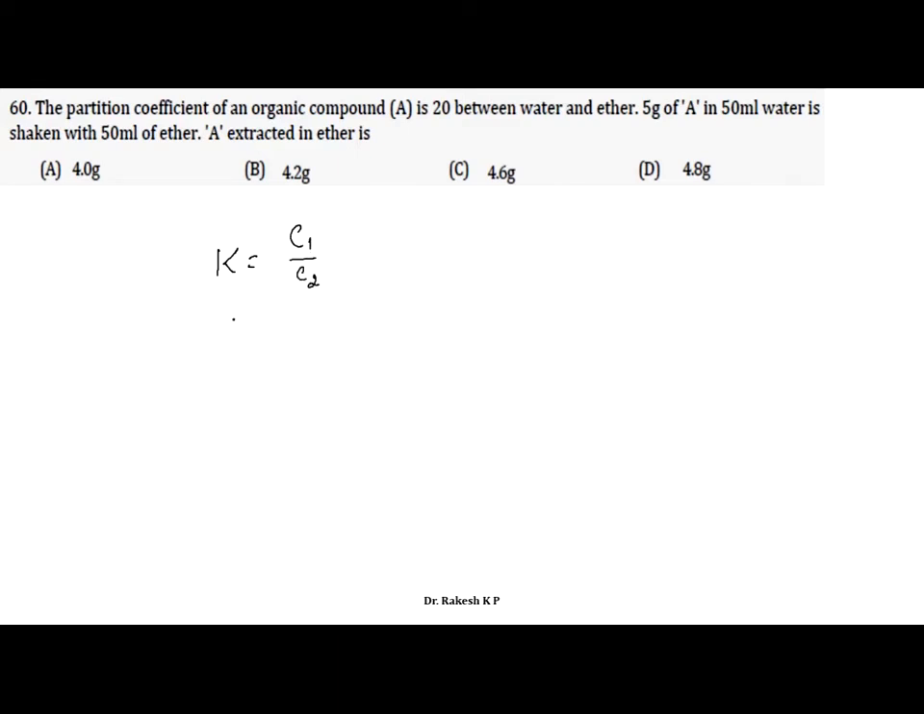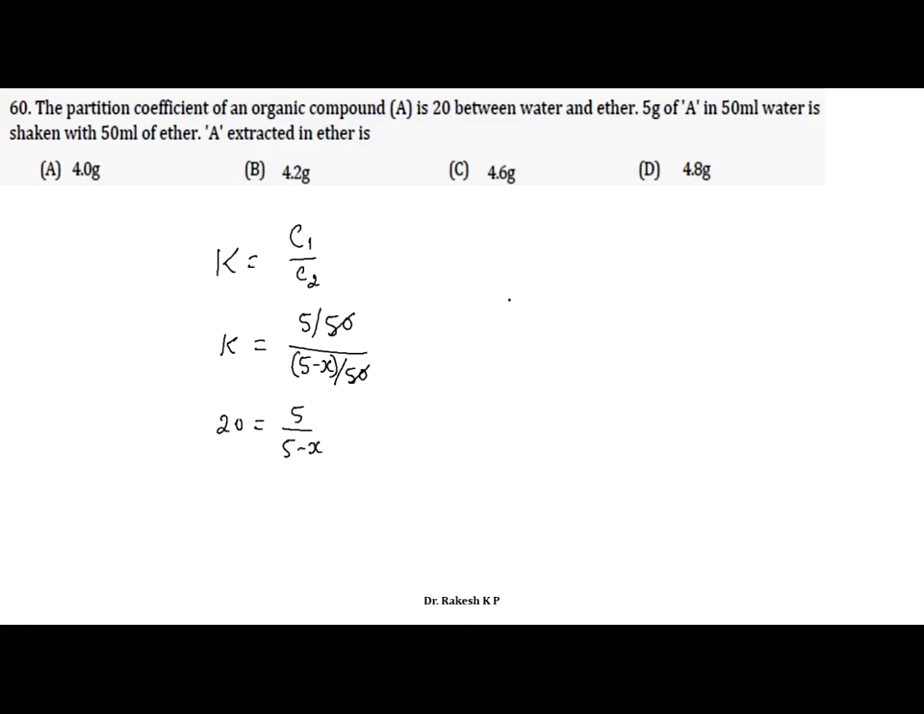Now identify this. C1 is the A, that is 5 gram of A present in 50 ml. We don't know what A is extracted in the ether here, so let me write 5 minus x, out of the 5, x will be what we decrease. That will again be present in 50 ml. If the 50 gets cancelled here, the partition coefficient given is 20. So 20 equals 5 by 5 minus x.